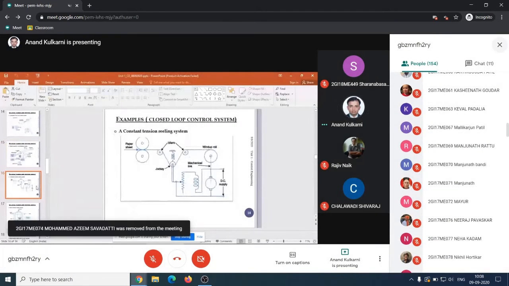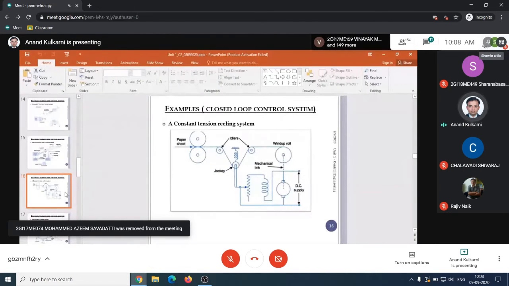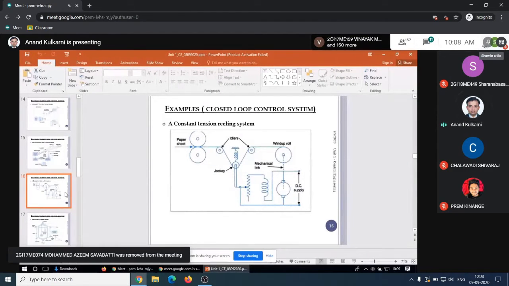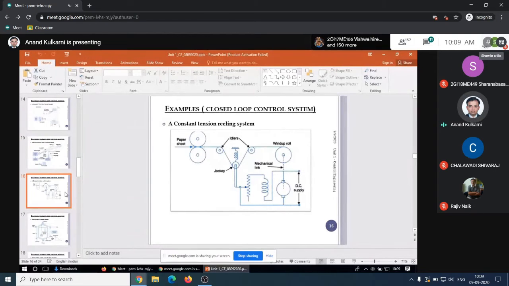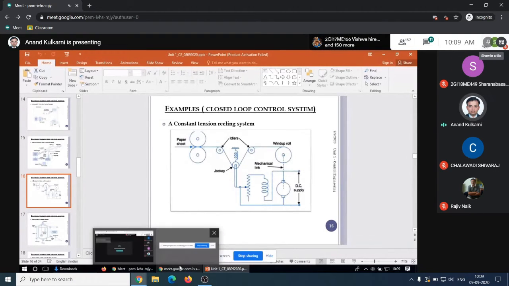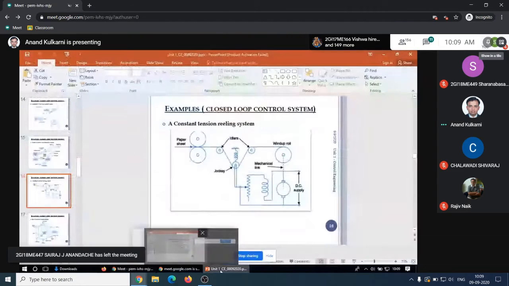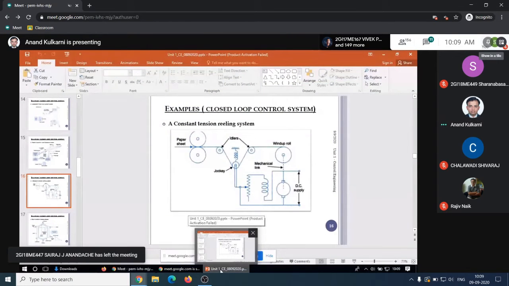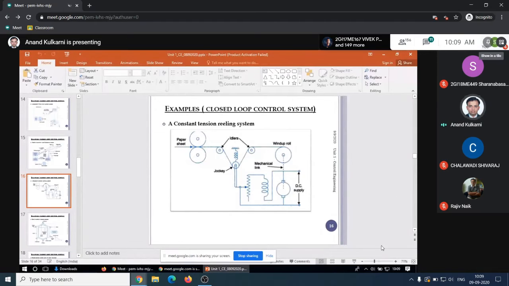aircraft. Then this is a constant tension reeling system, which we have discussed in the previous class. I have given you the example of this tape recorder, which we have seen in the previous class. See here, the main aim of this control system is to control the speed of this particular roller on which the paper is getting wound, such that there will be a constant tension in the paper.